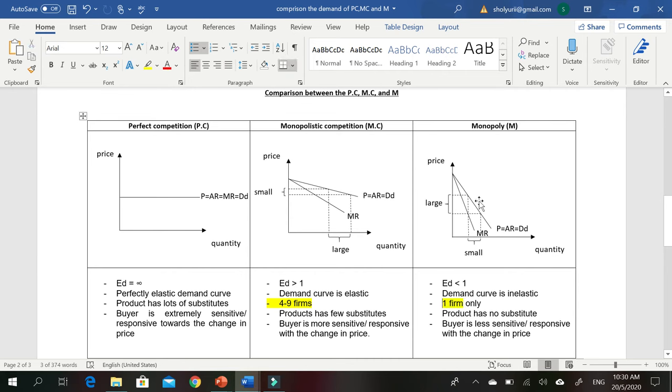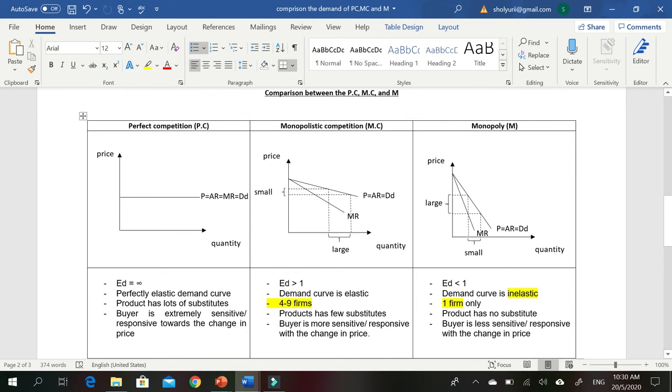So, dia tak ada substitute ni. Dia hasilkan produk yang unik. Jadinya, demand curve dia inelastic. Sebab buyer tak ada choice. Sebab tu dia, lagi orang kata, lagi tegak dia punya demand curve dia. Sebab perubahan harga yang banyak, customer cuma hilang sedikit.